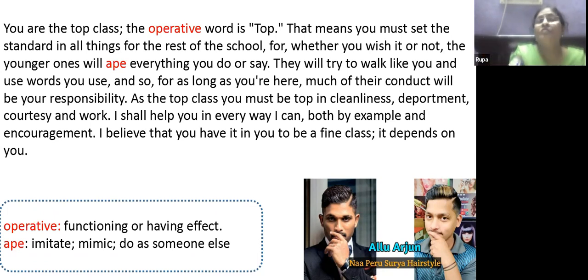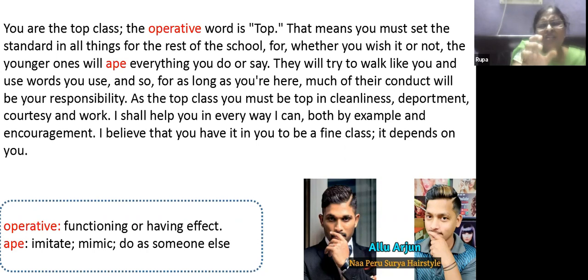Now, Mr. E.R. Braithwaite is stressing that you are the senior most, the topmost class. So what is your responsibility? You must set a standard, which means you must be a role model for the rest of the school, for the younger children, for the younger classes. That is your responsibility because you are the senior most. What the younger ones of the lower classes do, children, is try to ape, here meaning imitate, mimic, do as someone else does.